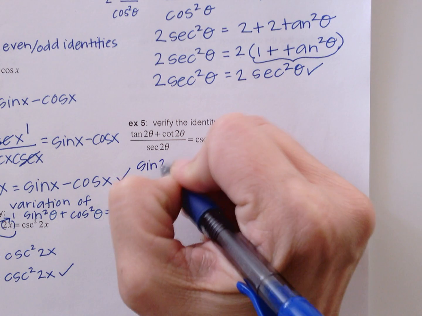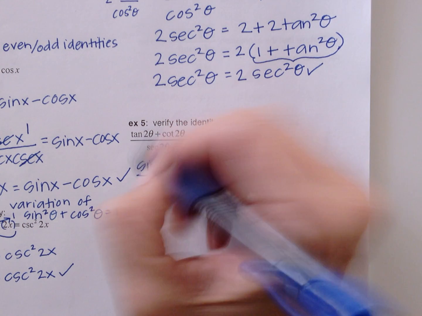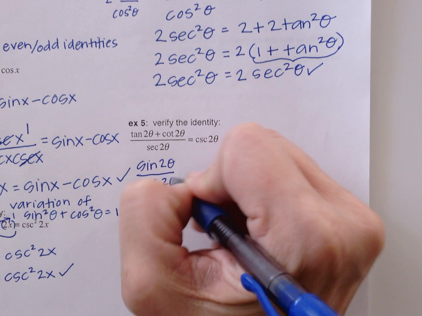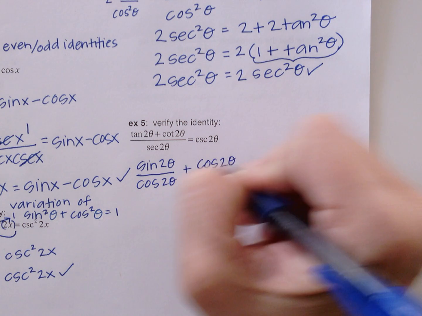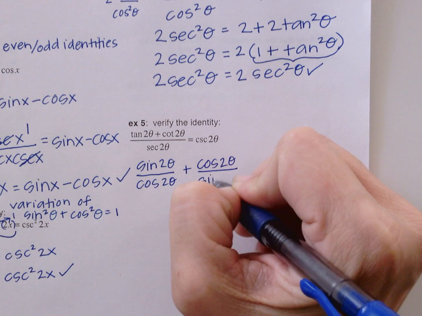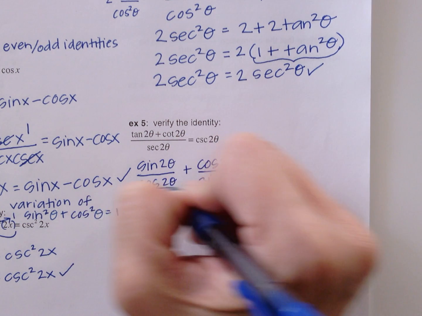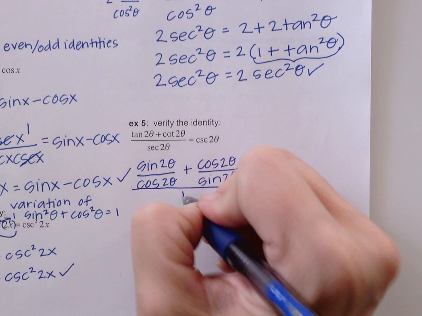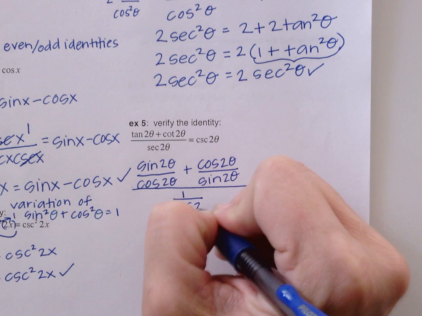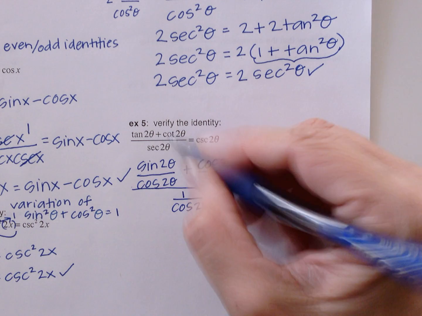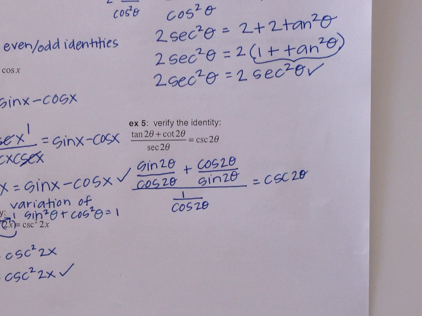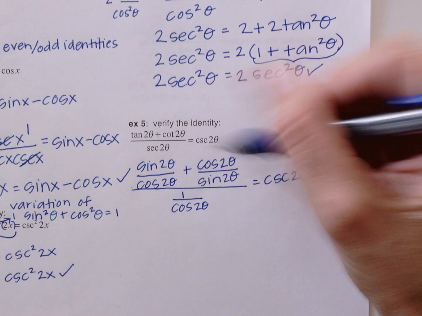So I have sine 2 theta over cosine 2 theta plus cosine 2 theta over sine 2 theta all over 1 over cosine 2 theta. So that looks like the left side was pretty complicated. I may have made it a little more complicated, but these are tricks to try, so I'm okay with it. So what am I going to do now? Next trick, maybe try and get common denominators.